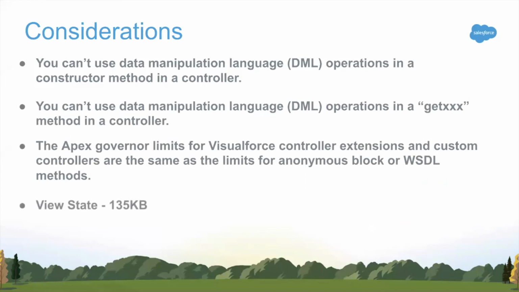Last but not least, view state. Just as we have a heap size of 6 MB in the Apex class, we have something in the Visualforce page too, which we usually call view state, and it is 135 KB. Whatever you hold at the UI level, all the variables you define with getters and setters, will not go beyond 135 KB. You must remember this whenever you build a Visualforce page, because if it exceeds 135 KB, you will get the view state error.